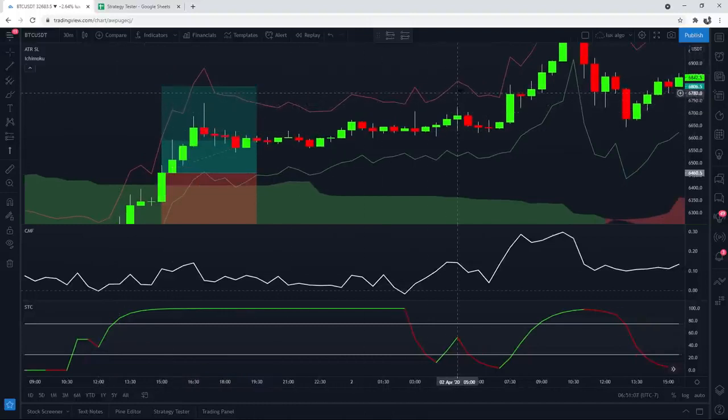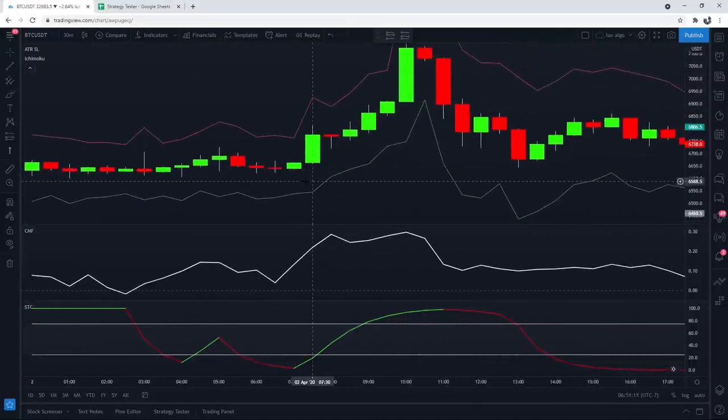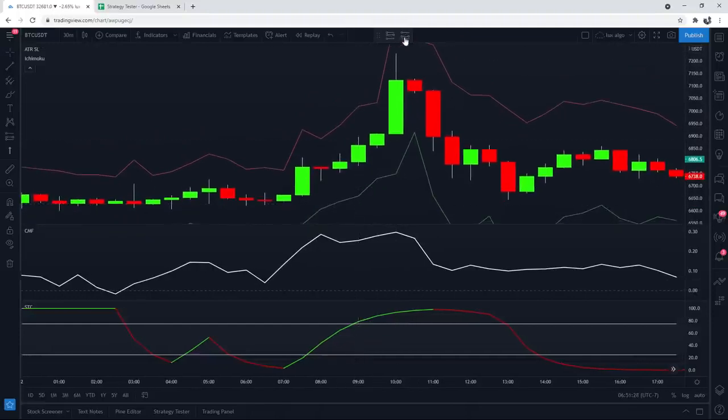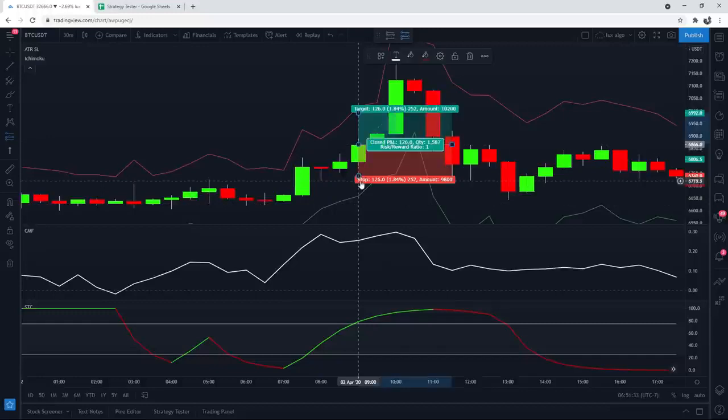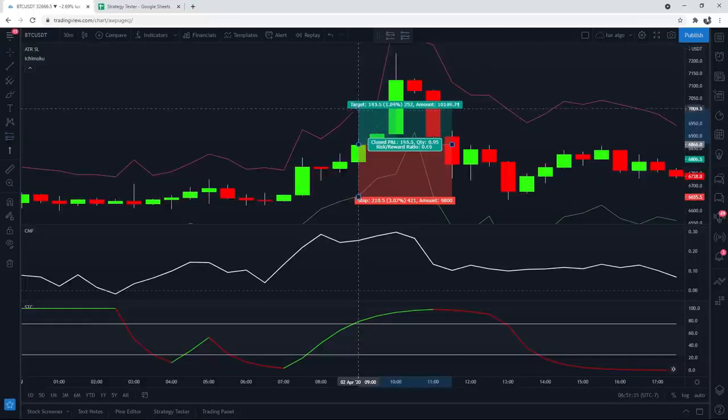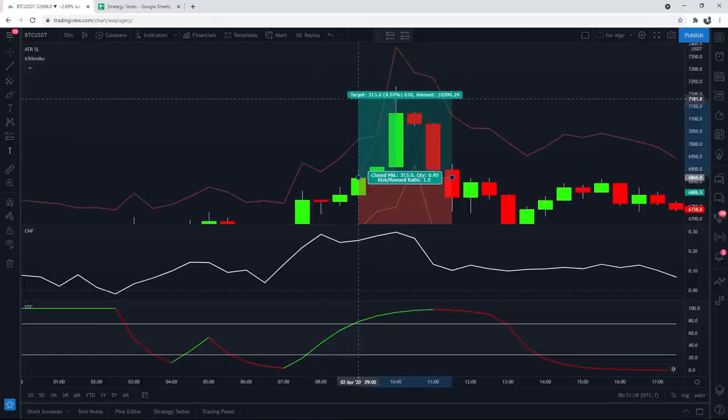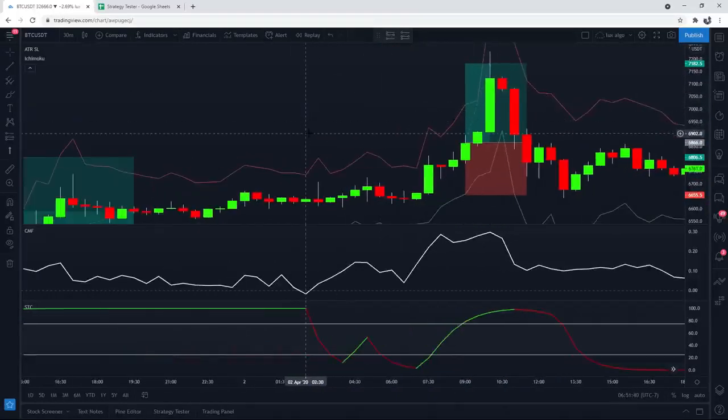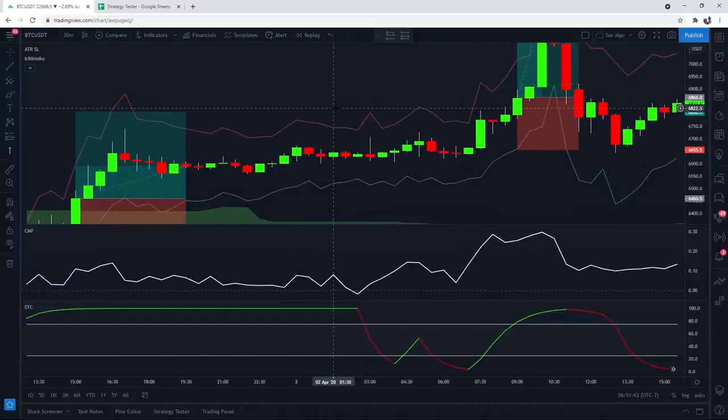Our next entry would be over here. So the profit target is hit right here on this candle. We would get another long entry because all the conditions are met on this candle here. Chaikin money flow is above the 0 line. We have Schaff trend cycle go above the 75. So we can enter a long position right here with the stop loss to the stop loss indicator and targeting 1.5 times the risk.